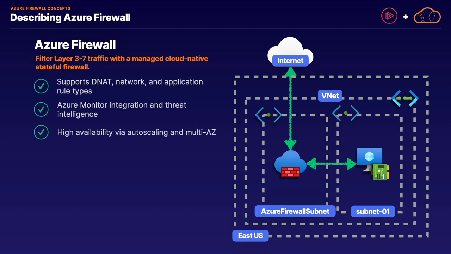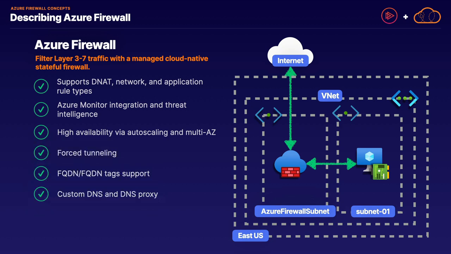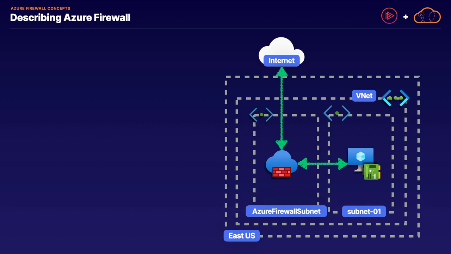And with Azure Firewall, we have capabilities such as force tunneling. We have support for FQDN and FQDN tags, custom DNS and DNS proxy. We also have support for IP groups, which are collections of IPs that we create, which are similar to service tags, which are also supported on Azure Firewalls. If you remember service tags from the NSG section of this course, those are those collections of IP addresses that Microsoft has taken the initiative on creating for us already. We also have support for something known as web categories and URL filtering, which we'll get into more in just a moment.